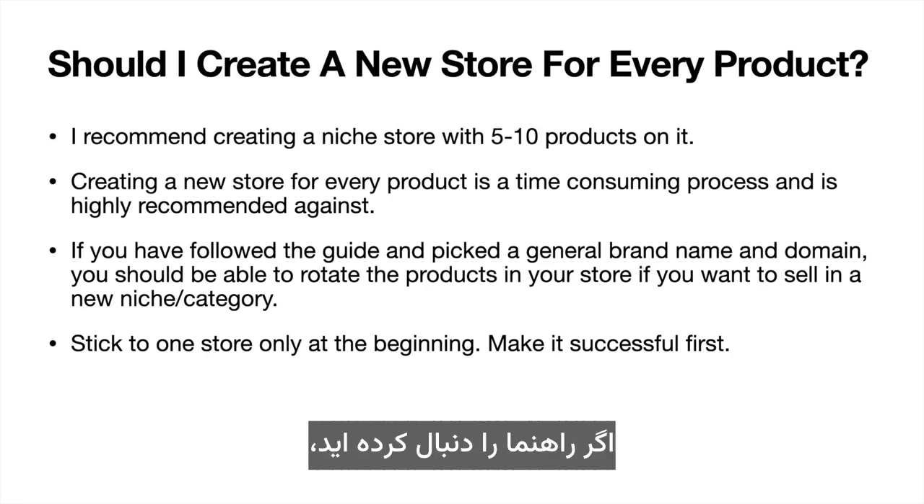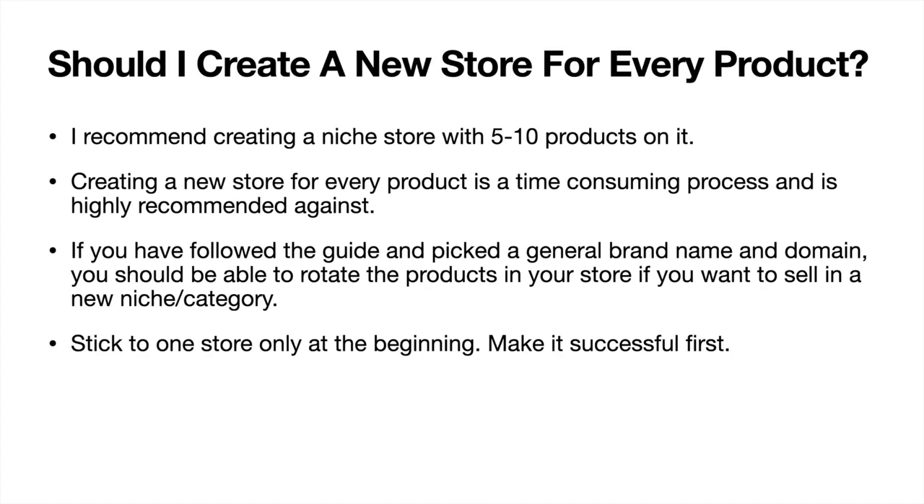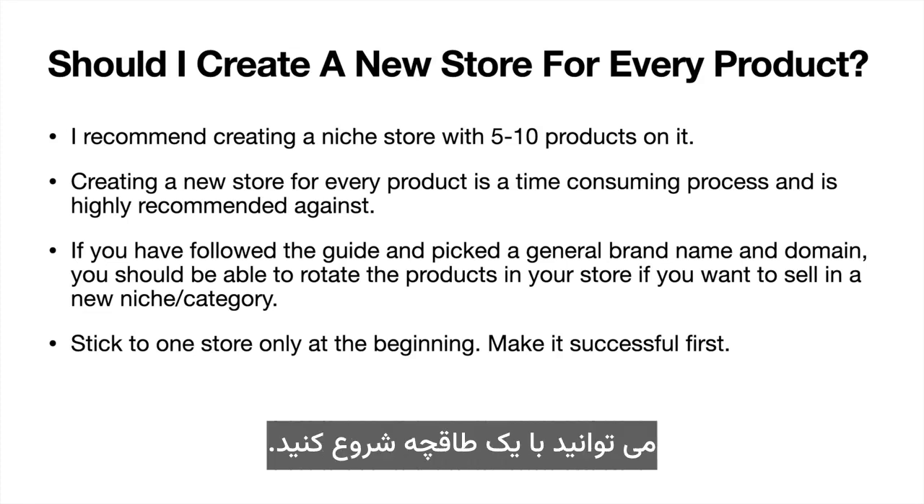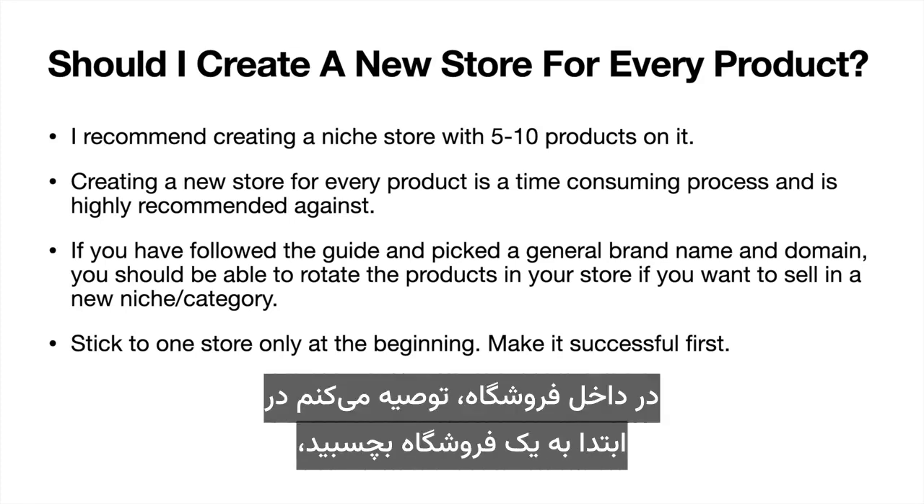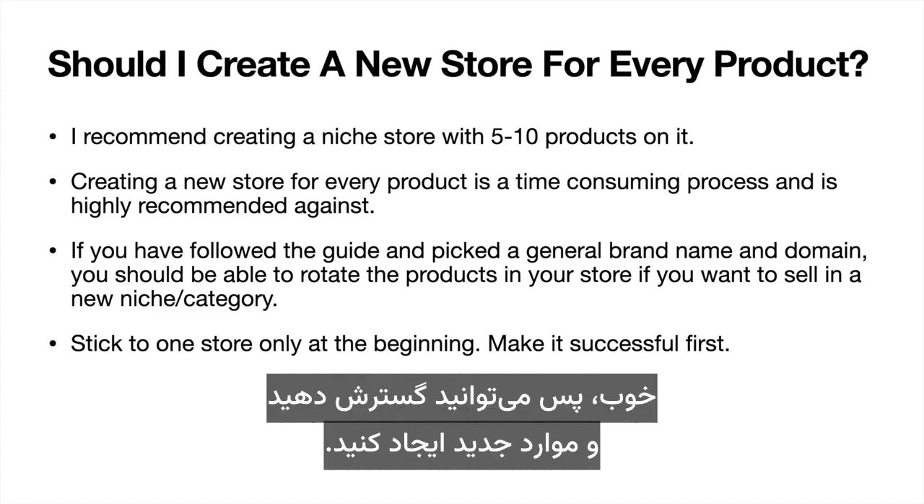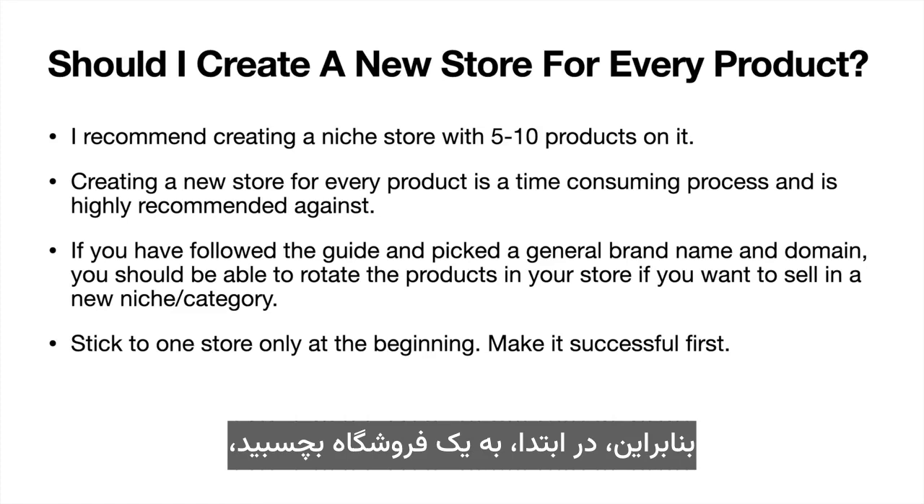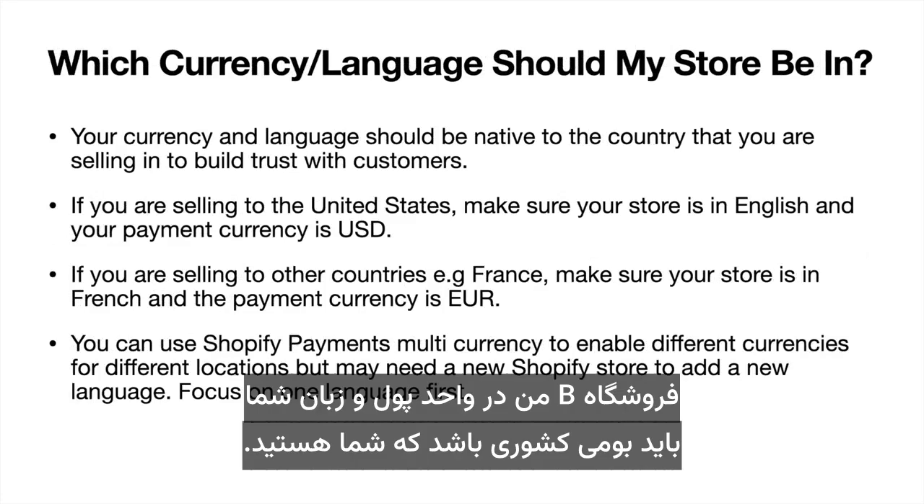If you have followed the guide and picked the general brand name and domain, you should be able to rotate products in your store if you want to sell in a new niche. So if you've created a general brand name, you can start with one niche, and if that niche doesn't work, you can just rotate out the niche inside the store. I recommend sticking to one store in the beginning, make it successful first, and after your store is doing well, then you can expand out and create new ones. So in the beginning, stick to one store, have a general brand name so you can switch out niches and products within it.